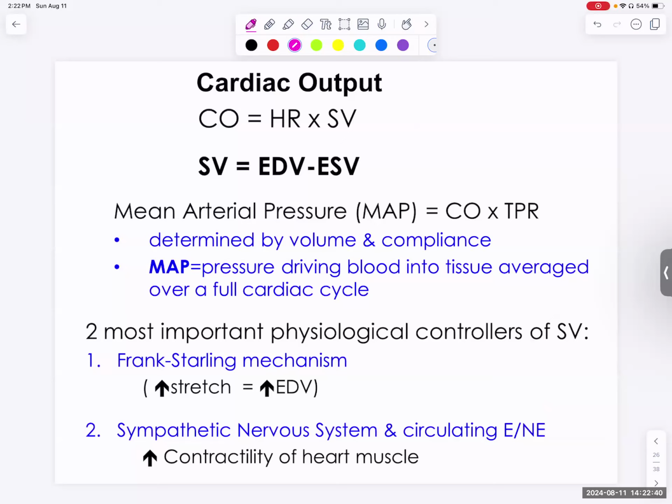So cardiac output is equal to heart rate times stroke volume. Stroke volume is equal to the end diastolic volume, the volume of blood in the ventricle at the end of diastole, minus what was left over after contraction, which is end systolic volume.